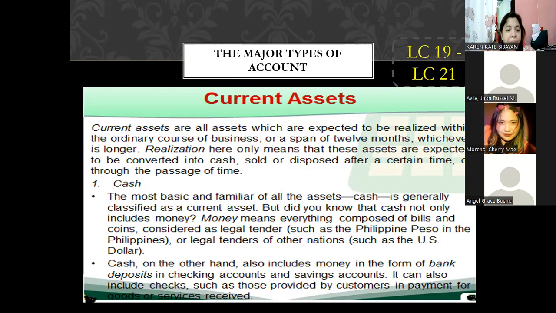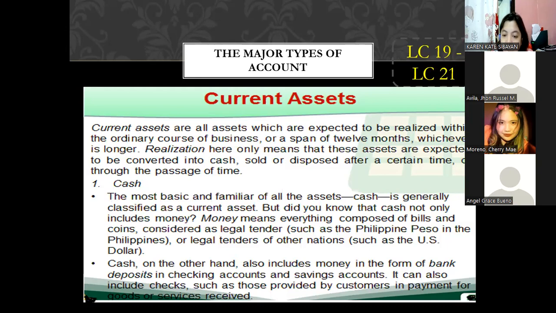Diba? So anyway, current assets, of course, are all assets which are expected to be realized within the ordinary course of business or a span of 12 months, 1 year, diba? Whichever is longer. Meaning to say, realization here only means that these assets are expected to be converted into cash, sold or disposed after a certain time or through the passage of time. So for example, cash. This is the most common or basic familiar of all the assets. Cash is generally classified as a current asset.